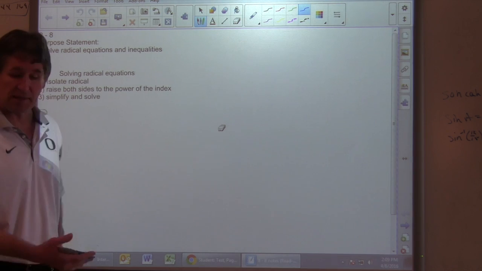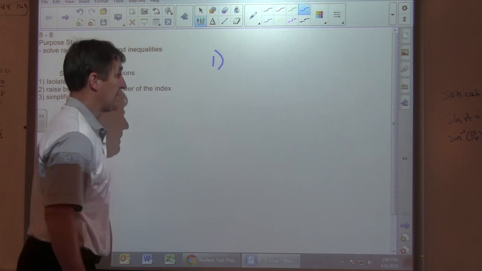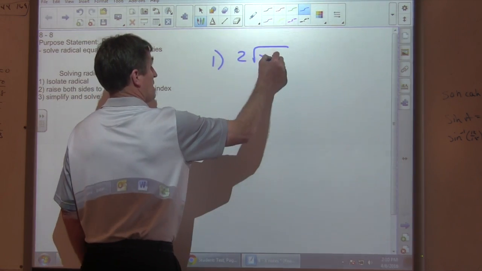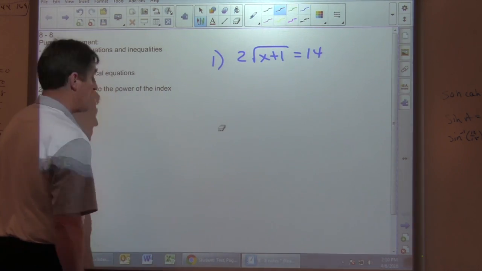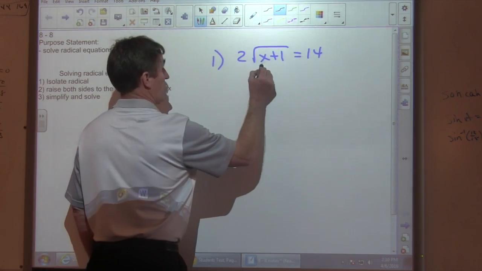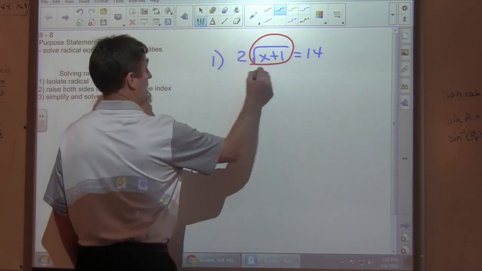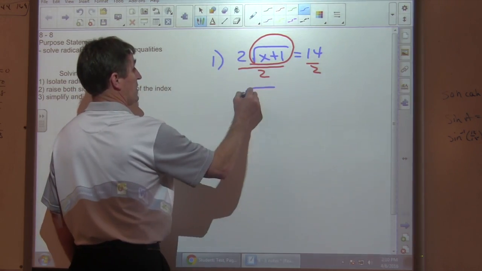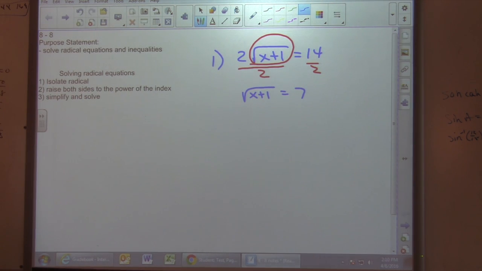So let's take a look at some easy ones and work up to some more difficult ones. So the first one I'd like to look at is 2 times the square root of x plus 1 equals 14. So the first thing we want to do is isolate the radical. So this is our radical, so we want to get that by itself. So the first thing we would do is divide both sides by 2, and then we get the square root of x plus 1 equals 7. So we've taken care of step 1.